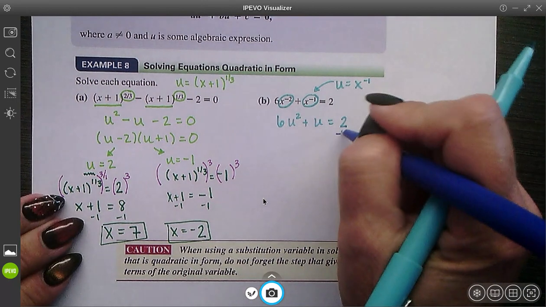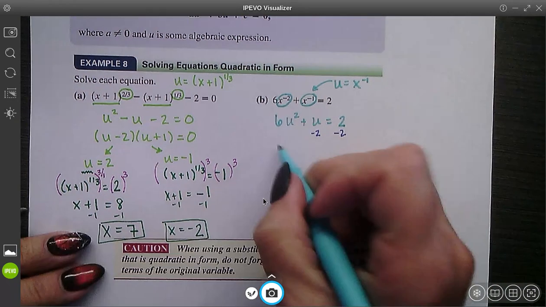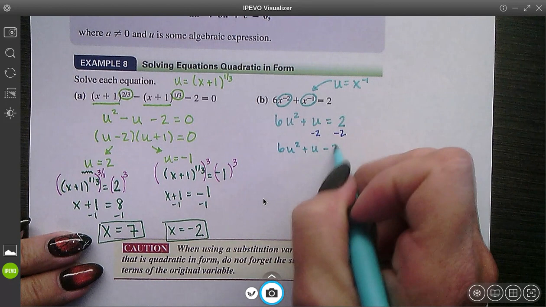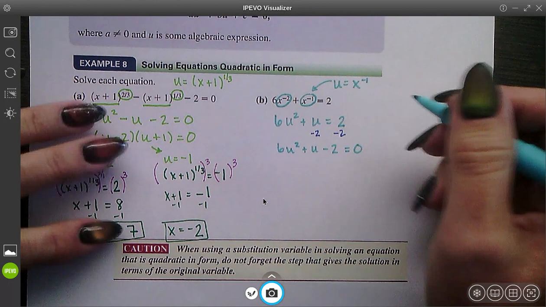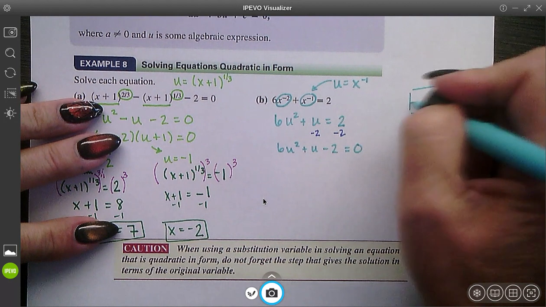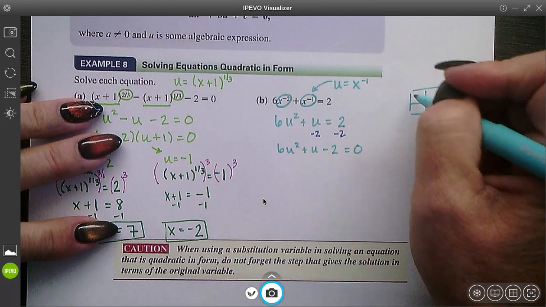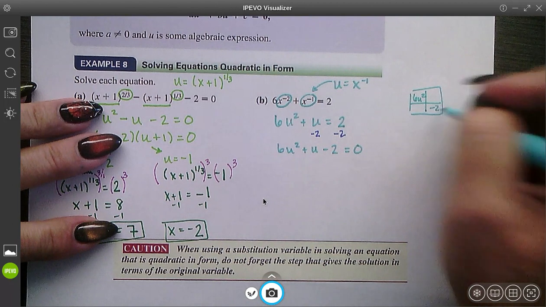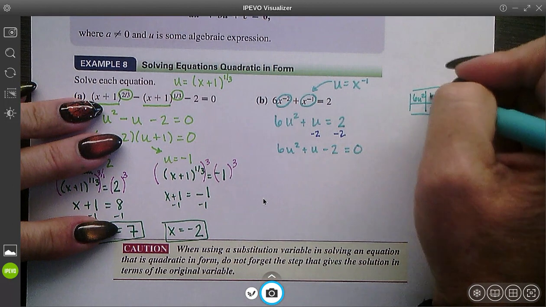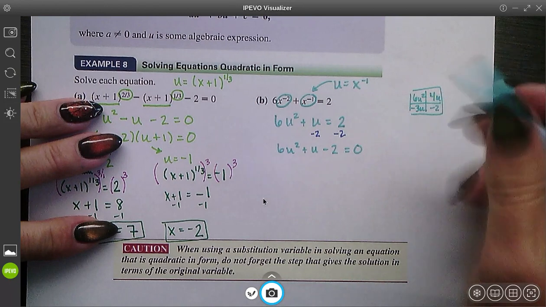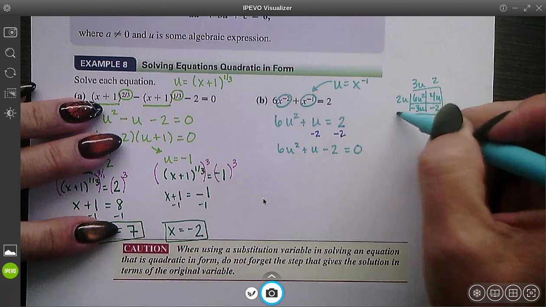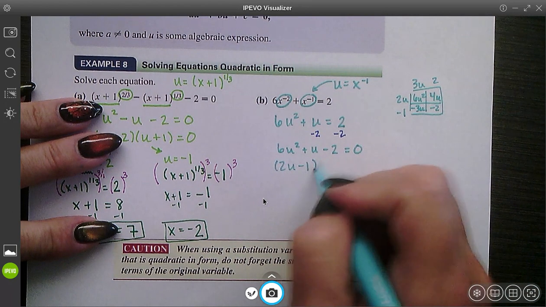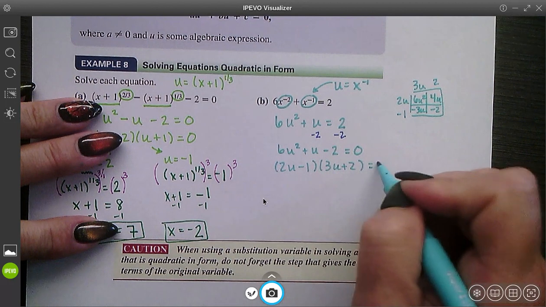This is quadratic, so I'll subtract my 2 over. I get 6u squared plus u minus 2 equals 0. And then I can factor that. What multiplies to negative 12 but adds to 1? So I got 6u squared. Multiplies to negative 12, adds to 1 is 4u, negative 3u. So that is 3, 2, 2, negative 1. So 2u minus 1 times 3u plus 2 equals 0.